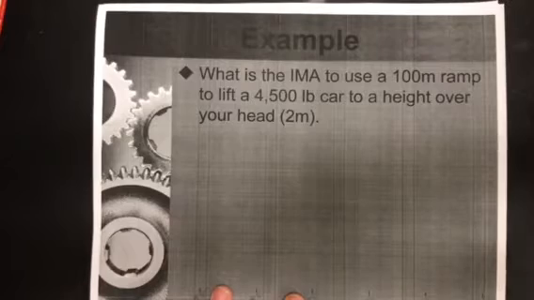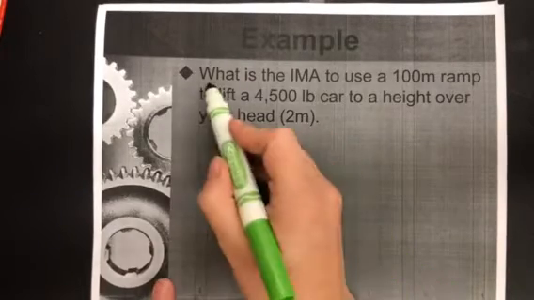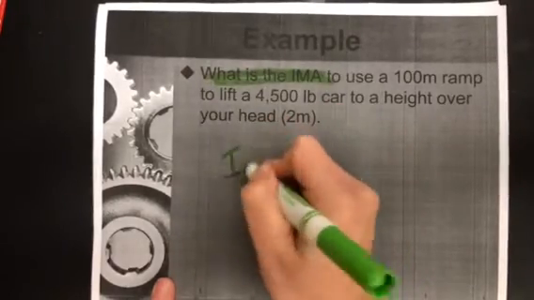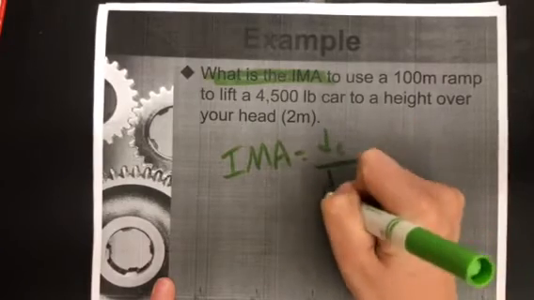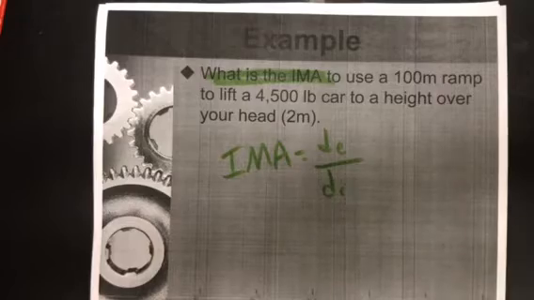Okay? So now what I want you to do is try this one on your own. Pause the video for a second and come back to the video when you're done. Okay? So what is the IMA? So you're looking for IMA. Sorry that it's dark. So remember, the equation is DE over DR. So you've got all these different values, you've got to figure out which one is which.